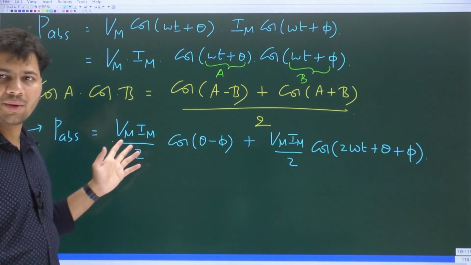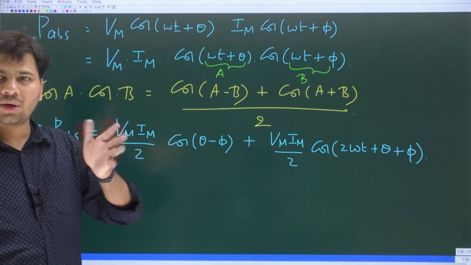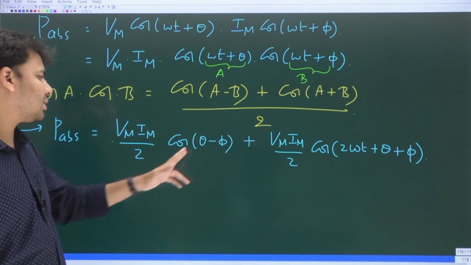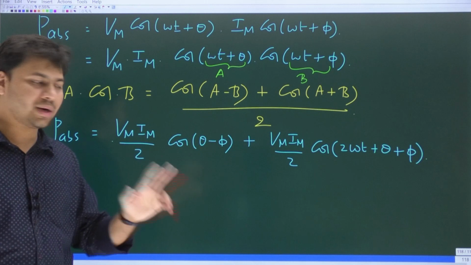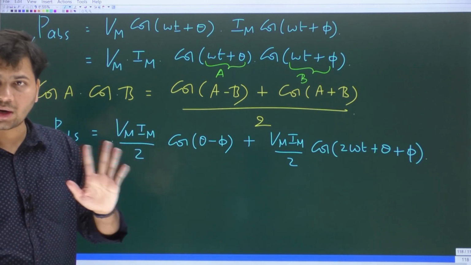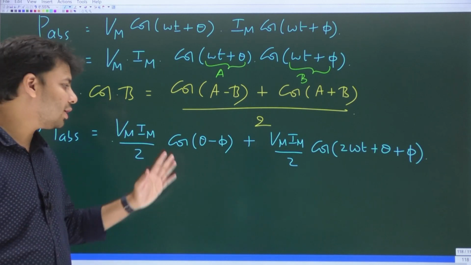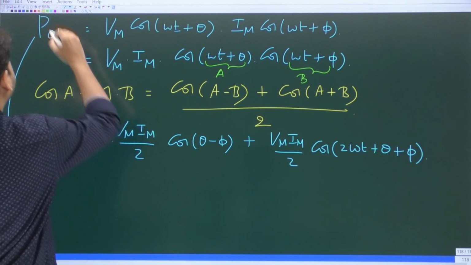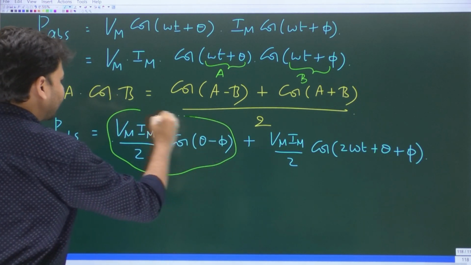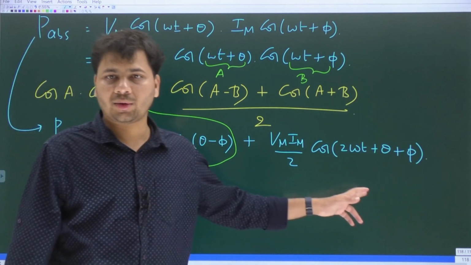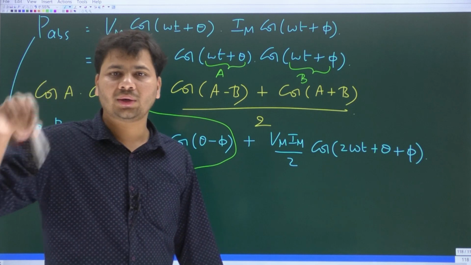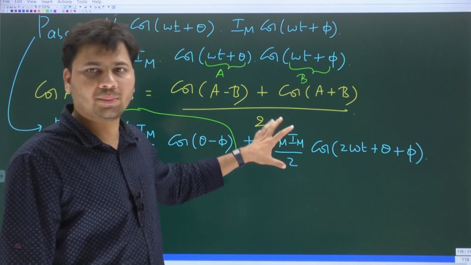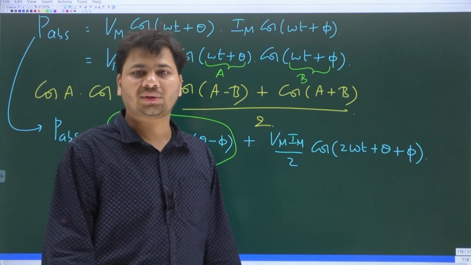Vm Im by 2: Vm is the amplitude, Im is the amplitude. Amplitude of any sinusoidal quantity at steady state is going to be constant. So Vm Im by 2, everything is constant. Theta is the phase angle of the voltage, constant. Phi is the phase angle of the current, another constant. So theta minus phi is also constant. Cos of theta minus phi is also constant. So the point is, this term is a constant. Whereas the second term, look at the second term, is it not a pure sine function or cosine function? Vm Im by 2 is like the amplitude, cos of 2 omega t plus theta plus phi.